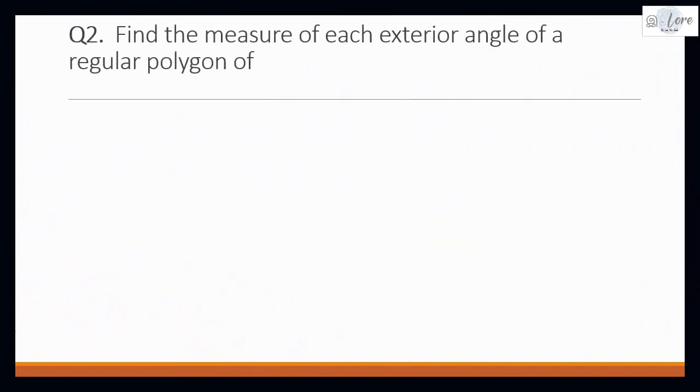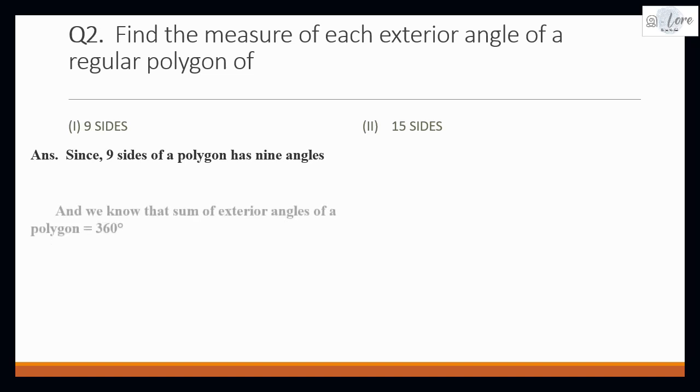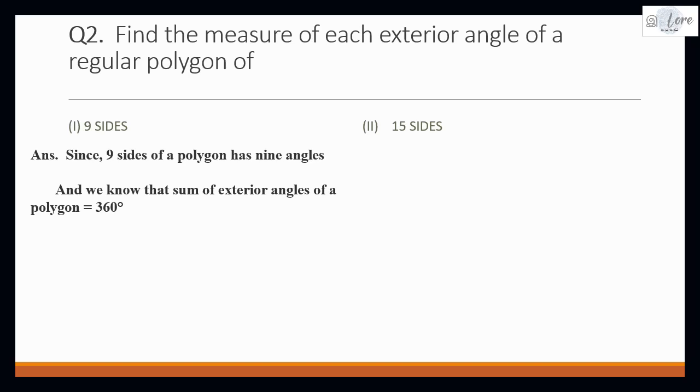Now come to question number 2. Find the measure of each exterior angle of a regular polygon. 9 side, 15 side. So when the sides are given, how to find out the exterior angle? Previously the angles were given and we were adding them up, but here, since the 9-sided polygon has 9 angles, as we discussed, 3-sided means 3 angles, so 9-sided means 9 angles, and we know that the sum of the exterior angles of any polygon is equal to 360 degree.